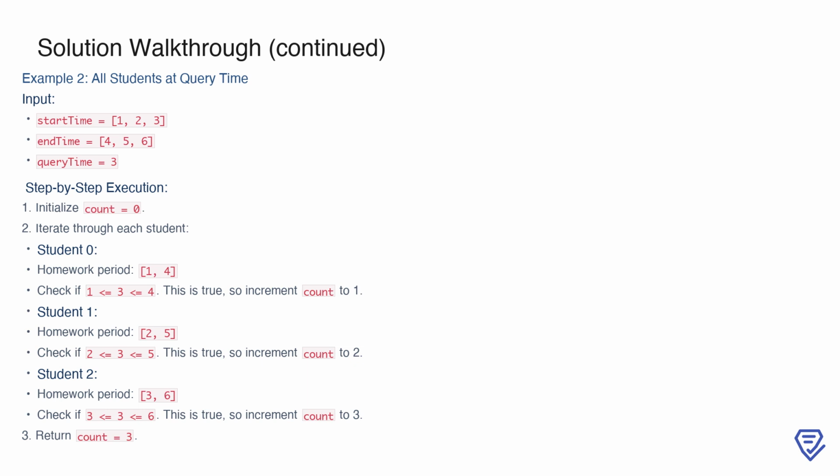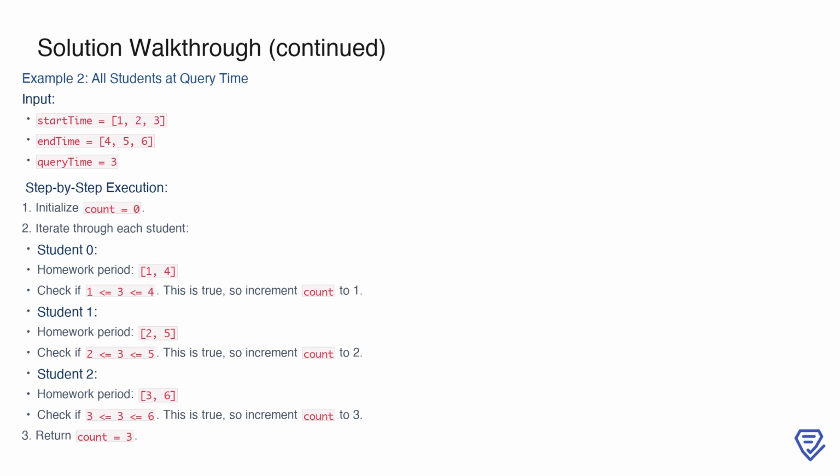For the first student, their homework period is 1, 4, and we check if 1 ≤ 3 ≤ 4. This condition is true, so we increment the count to 1. For the second student, their homework period is 2, 5, and we check if 2 ≤ 3 ≤ 5. This is also true, so the count increases to 2.